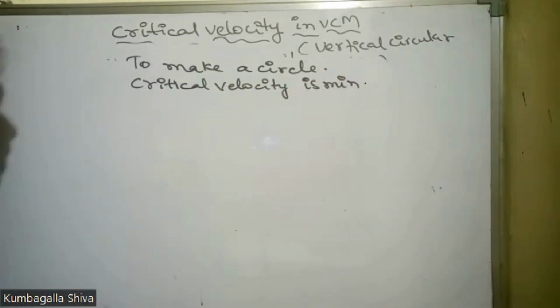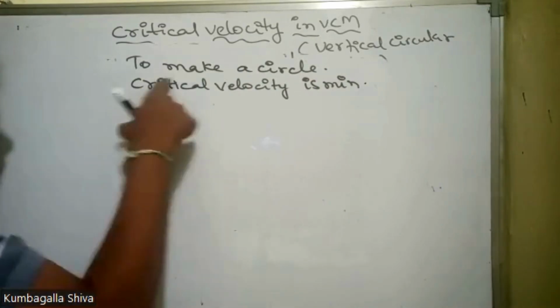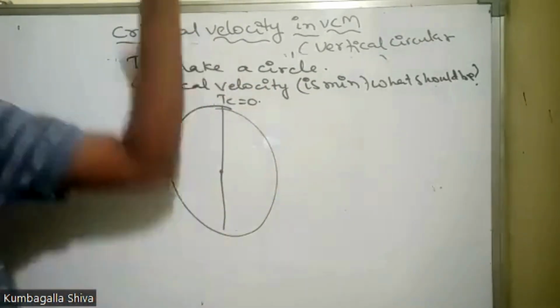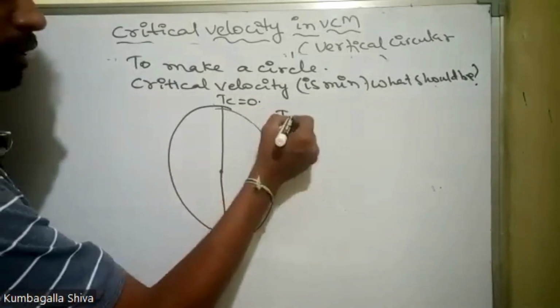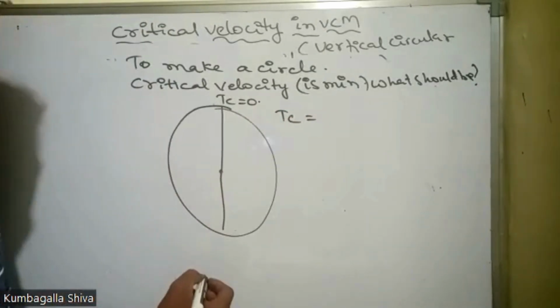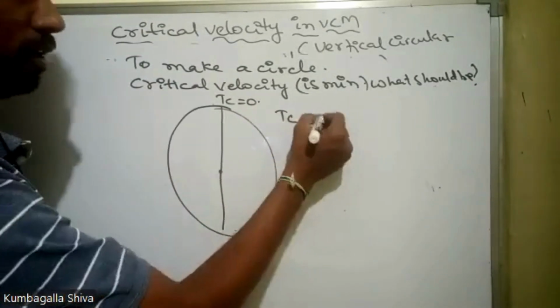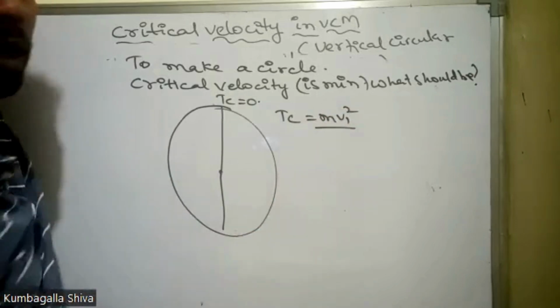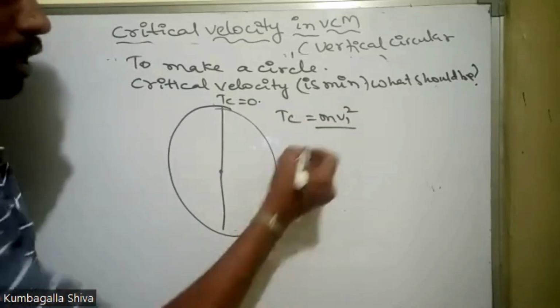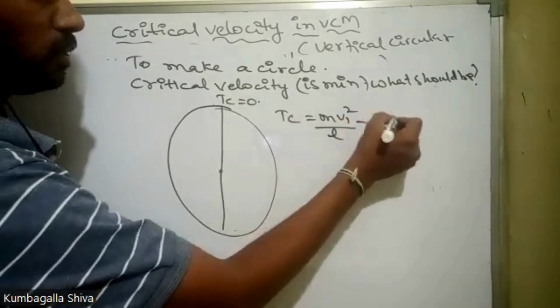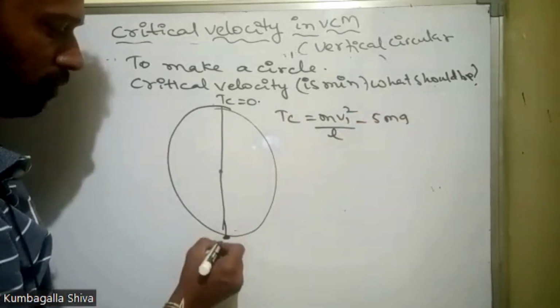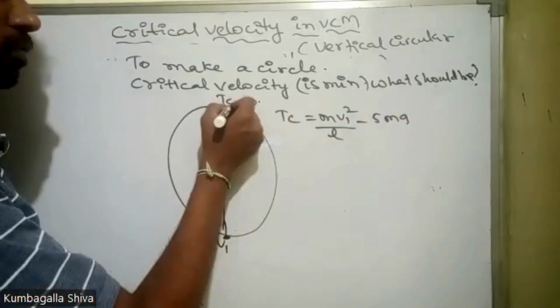Critical velocity, the minimum to make a circle. Critical conditions: TC, that is TC. We already found the tension value. What is the value? That is mv1 square by L minus 5 mg. So we have given some v1 velocity and it has reached over here.